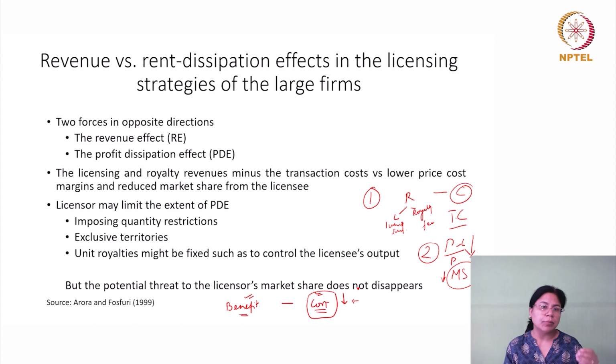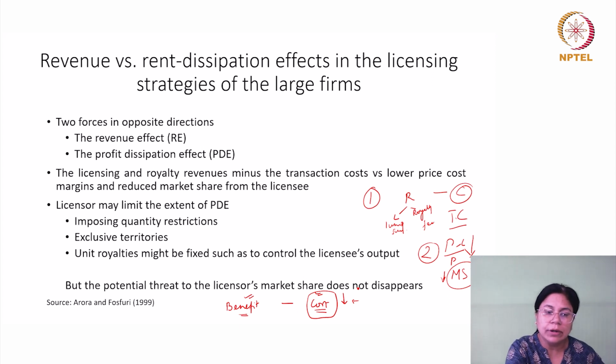As a result, the profit dissipation effect, that is the reduction in the market share that they are getting, is reduced, or there might be specific characteristics of the technology itself which might limit the PDE. Let's understand them. The licensor may limit it by imposing quantity restrictions on the licensee, giving them exclusive territories where they know that this is not a market for us and we are never going to serve it. Unit royalties might be fixed so as to control the licensee output as such.